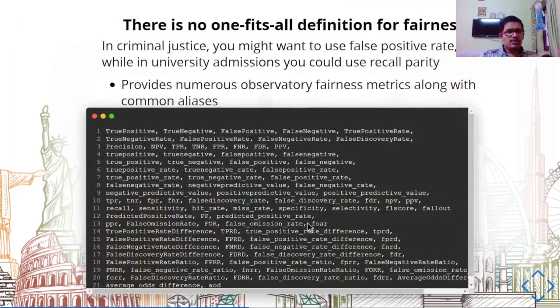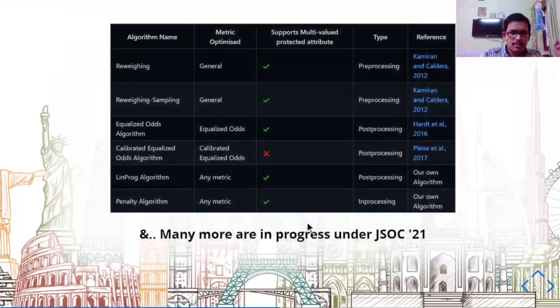There is no one-fits-all definition for fairness. In criminal justice, you might want to use false positive rate, while in university admissions, you could use recall parity. This is why Fairness.jl provides numerous fairness metrics along with their common aliases, which are visible in the slide. Fairness.jl provides these fairness algorithms and many more are in progress under JSOC21 this summer.